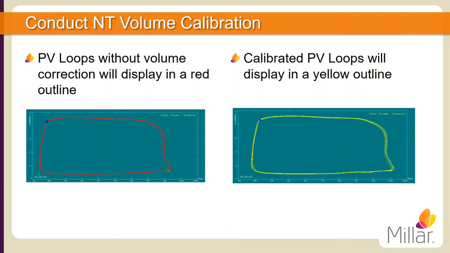After Conductance T has applied the volume calibration, the PV loop and the data views will convert from a red to a yellow tracing.